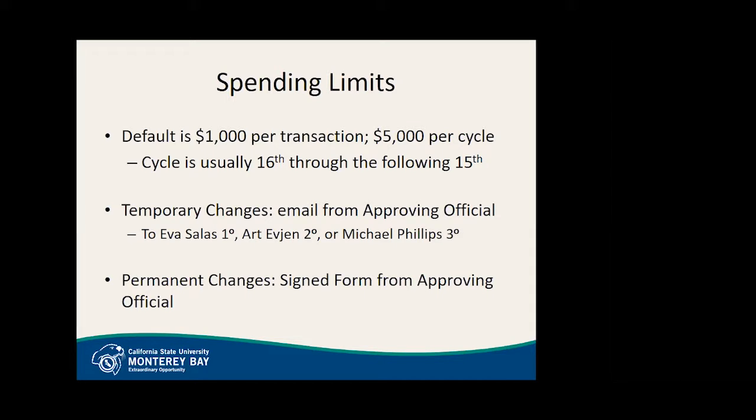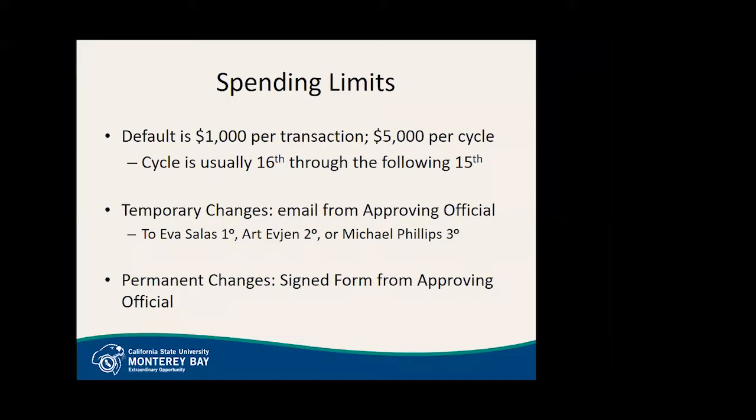That would be an email that you generate, send to your fiscal authority, your approving official, to say, please approve this, and forward it on to any one of the three of these people. Okay, Ava Salas first, Art Evgen, Michael Phillips. That doesn't mean tertiary. That means if you send it to Michael Phillips, you'll get a 3rd degree.